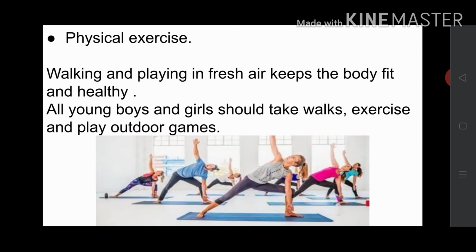Physical exercise. Walking and playing in fresh air keeps the body fit and healthy. All young boys and girls should take walks, exercise, and play outdoor games.